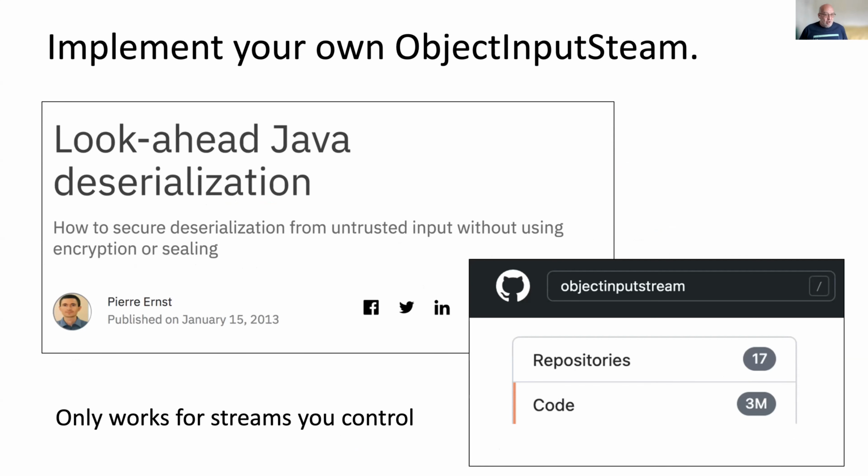There's information on the web, and here's an example that's been around since 2013 that says, here's how you can build object input streams that do not have the weaknesses we've just described. But unfortunately, it only works for the object input streams that you have control of, and there are many, many others out there. So it's good for you to look at whether you can use it for your own protection, but it doesn't give you the panacea you're looking for.